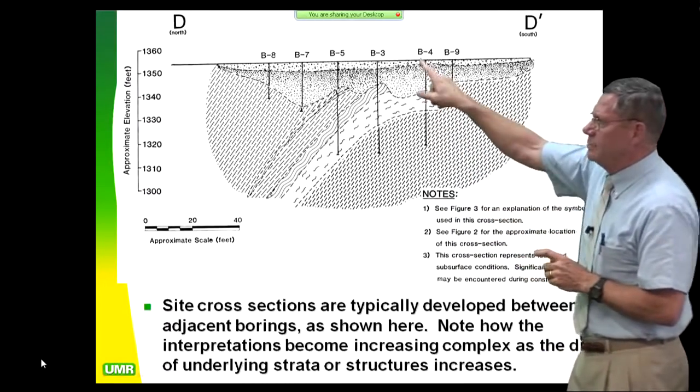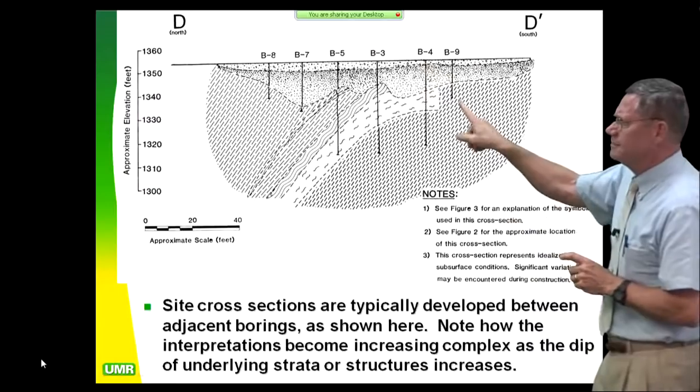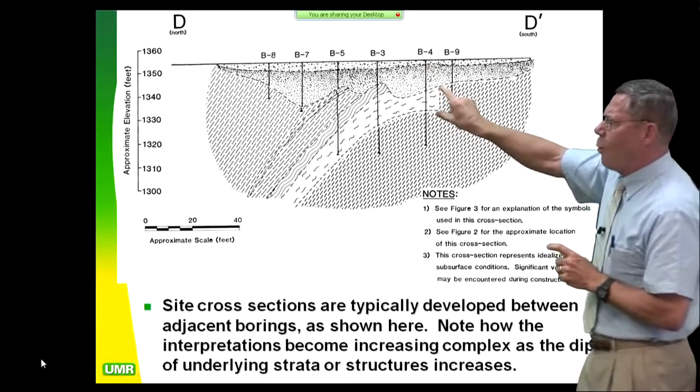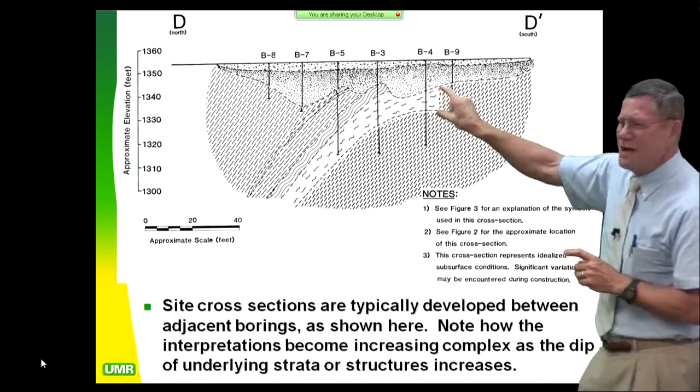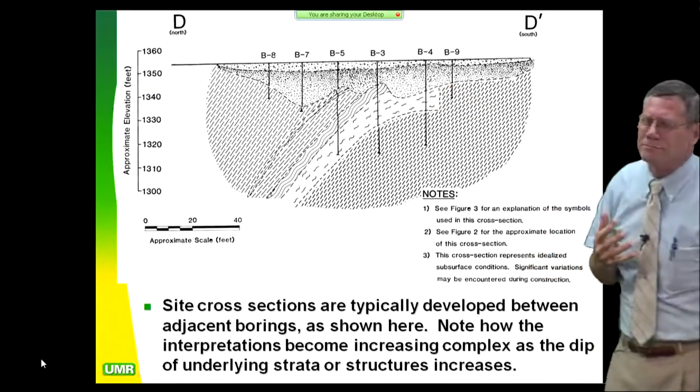And here's a real-world one. What's going on between B4 and B9? This unit, which was a white material like I'd never seen before. It looked like pure kaolin.